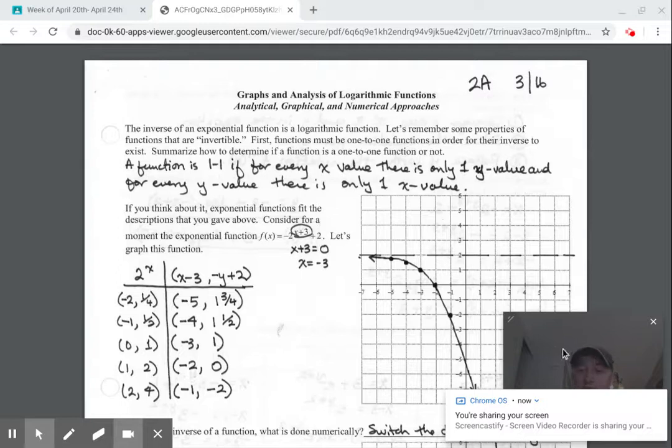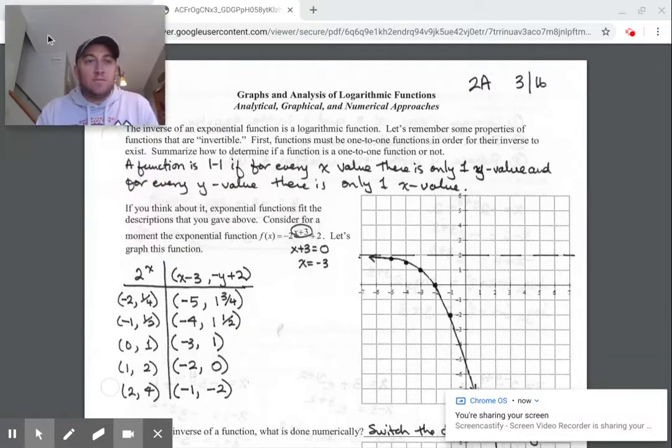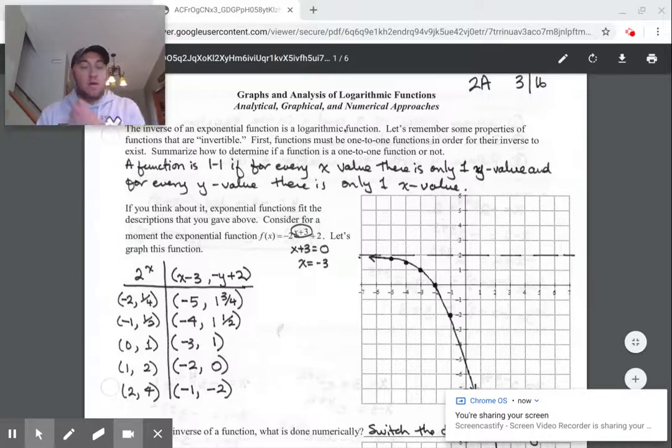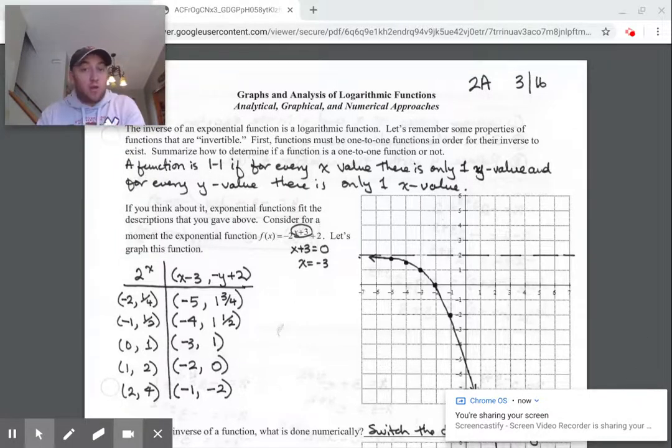Guys, good morning. Just going to go through this lesson, talking about graphs and analysis of log functions. Closely relates to exponential functions, because one of the first things that first paragraph talks about is the inverse of an exponential function is a logarithmic function, and then the same is true. The inverse of a logarithmic function is an exponential function.